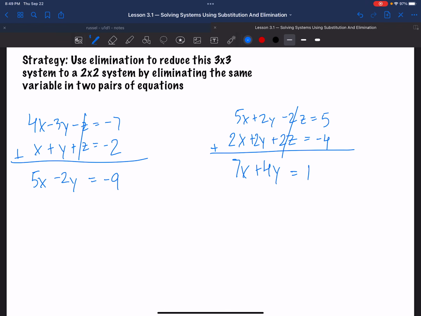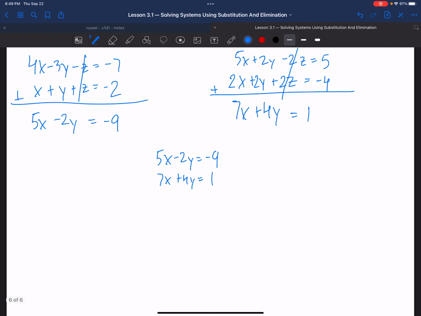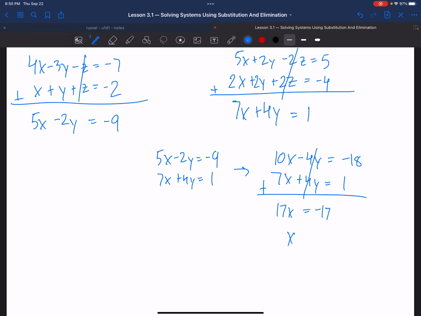If I align these, 5x minus 2y equals negative 9, 7x plus 4y equals 1, I can now eliminate. Y looks like the better option here. If I multiply the top line by 2, that's 10x minus 4y equals negative 18. Keep the bottom the same. And add, and I get 17x, the y's are canceled out, equals negative 17. Divide both sides by 17, and x equals negative 1.